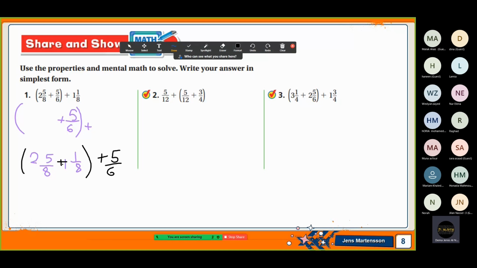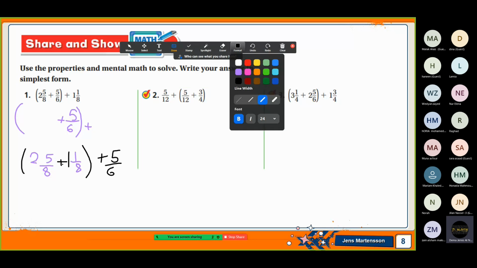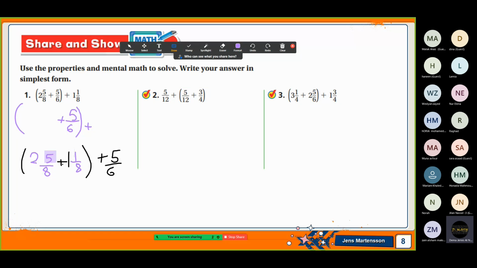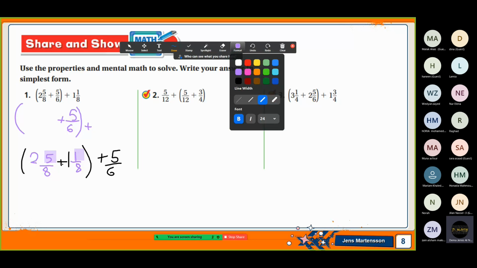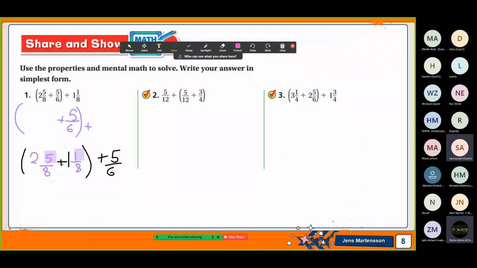Now, first of all, when you want to add the mixed numbers, what do you have to add first? Who can remind me? We have to add the fractions. We have to add the fractions, bravo. Now, what fractions do we have here? We have 5 and 1. Now, 5 plus 1 is 6 over 8. And then we're going to add the whole numbers. 2 plus 1 is 3. Then plus 5 over 6.